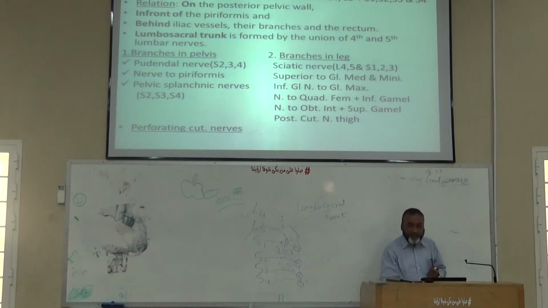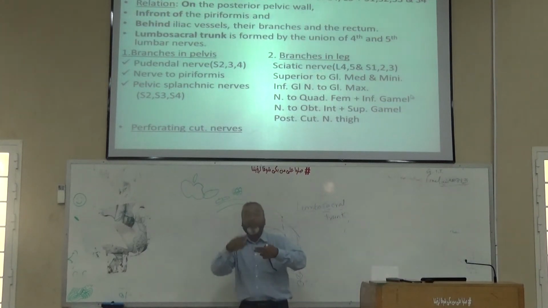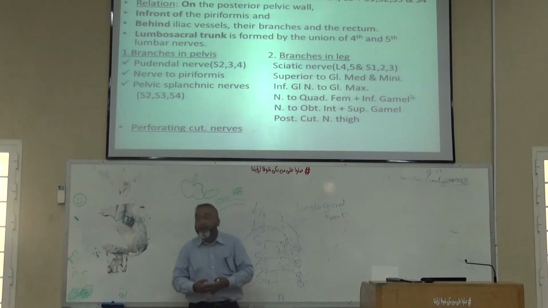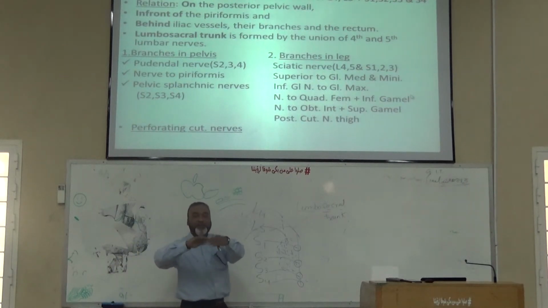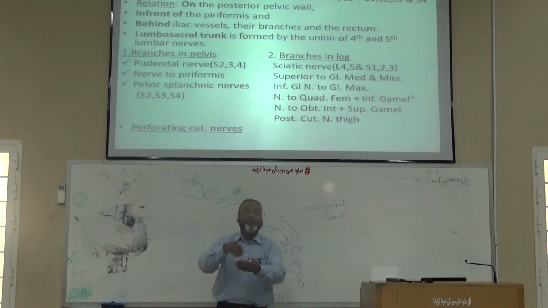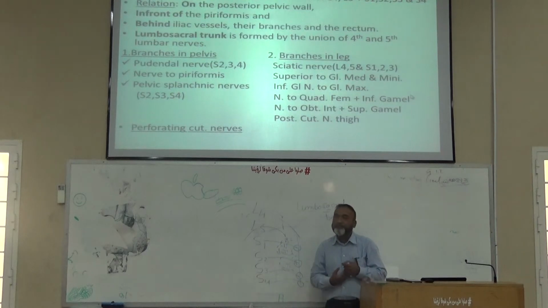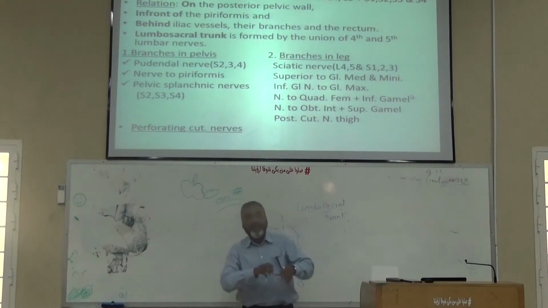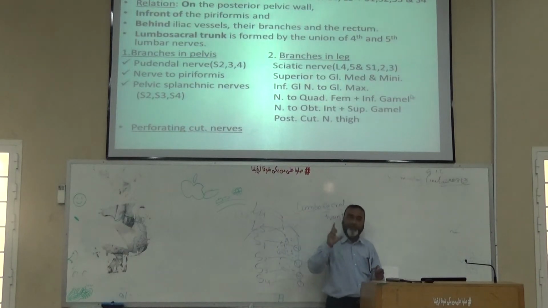Superior gemellus. These are the two muscles. If you remember, there are two gemelli, superior gemellus and inferior gemellus, just above and below the quadratus femoris. When you have done the posterior aspect, you remove the gluteus maximus, medius and minimus. Then below this, you have the two gemelli, superior and inferior, with the quadratus femoris between them. All these branches leave the pelvic cavity from the greater sciatic foramen. They are not supplying within the pelvic cavity.